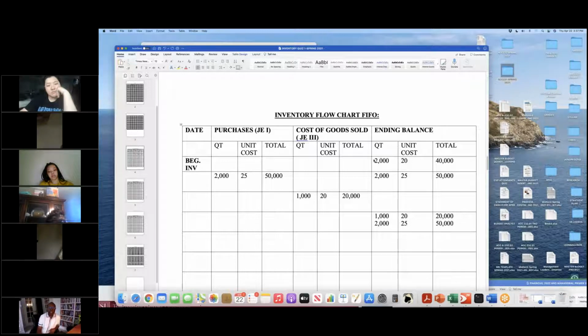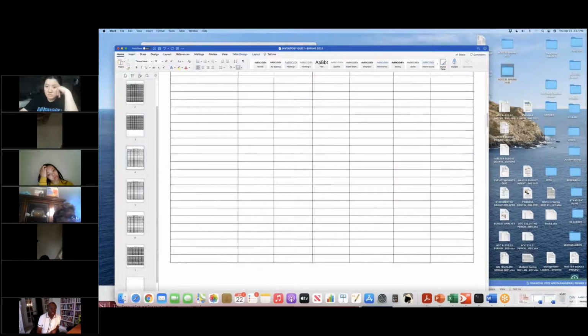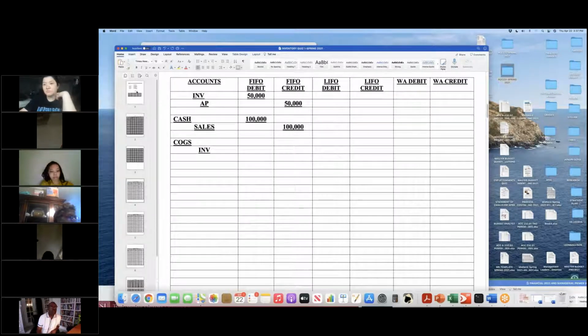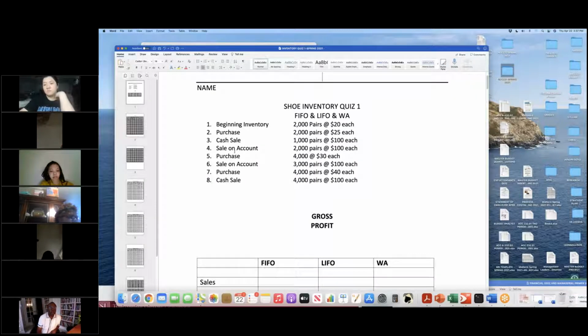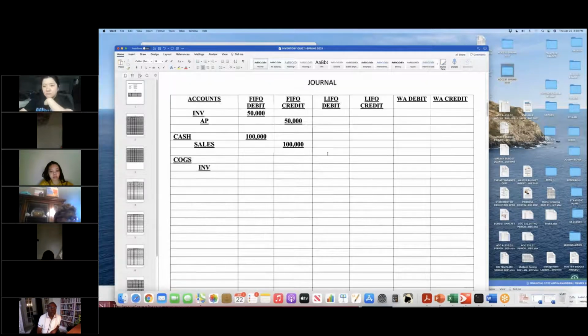So once again, we had 2,000 when we started at 20, and we bought 2,000 at 25. We're using FIFO. So when we're using FIFO, we sell the oldest ones first. Okay. So this is what we have left. Then in our next transaction, we're going to sell what? So I want to count 2,000 at 100. So now we're selling 2,000 at 100.